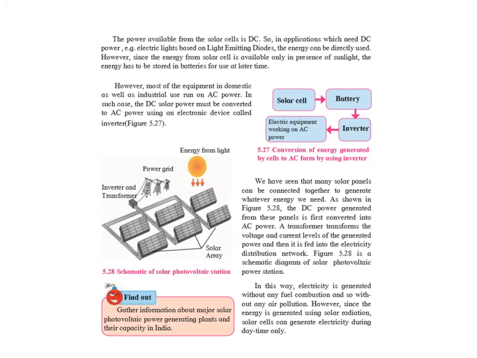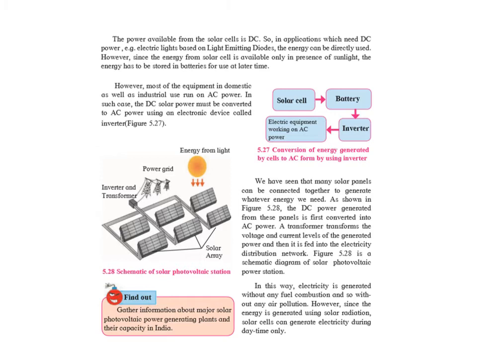The power available from the solar cell is DC, that means it is direct current. So in applications which need DC power, that is electric light based on LED and so on, the energy can be directly used. That is why we use a lot of lights based on solar panels. However, since the energy from a solar cell is available only in the presence of sunlight, the energy has to be stored in batteries for use at a later time. Most of the time we are using it in the night, so obviously we have to store that solar energy in batteries, which is used to give out the light.